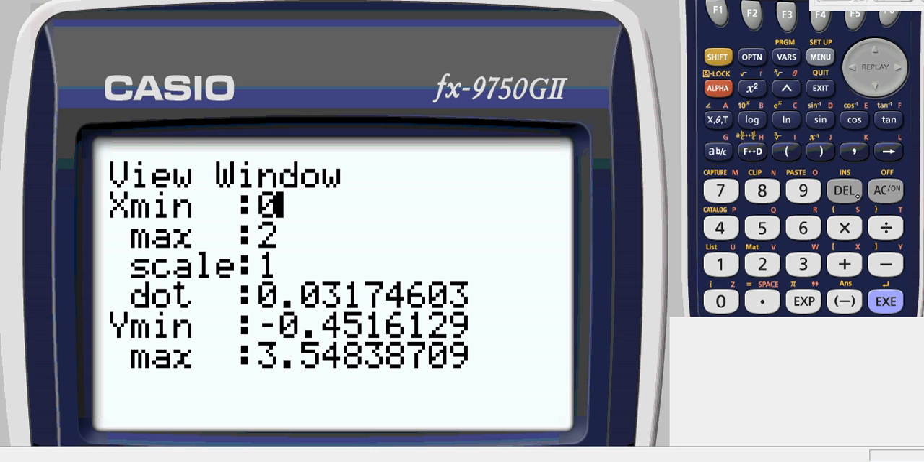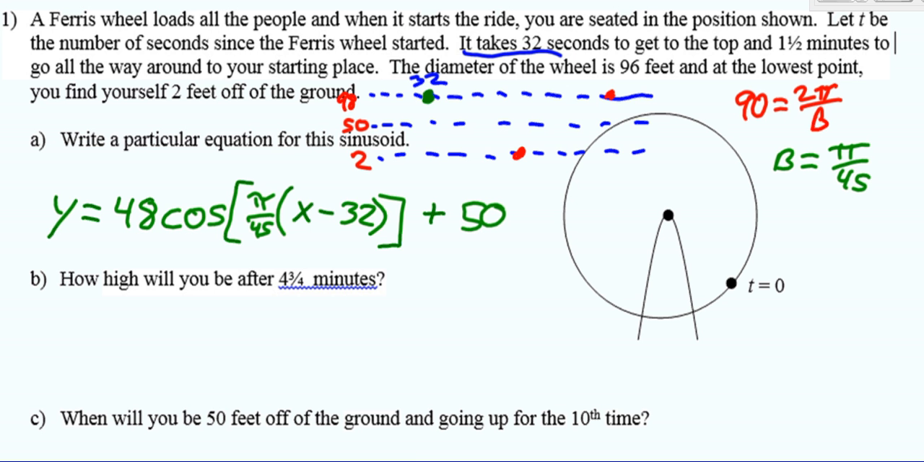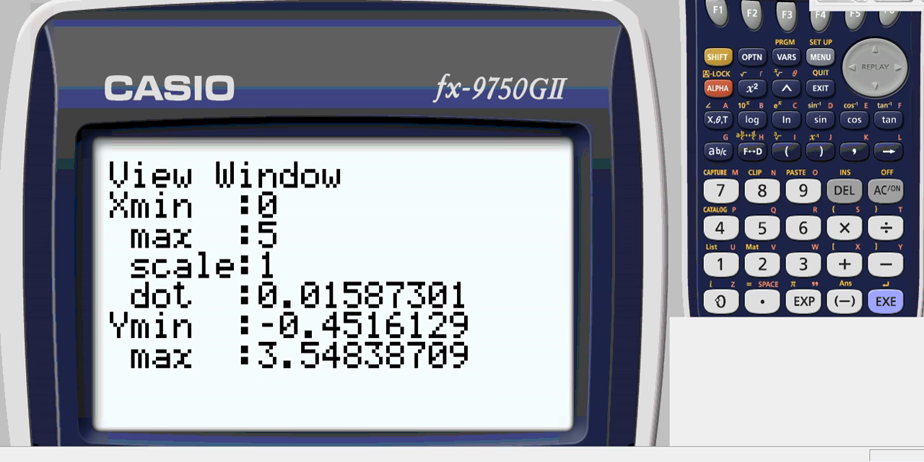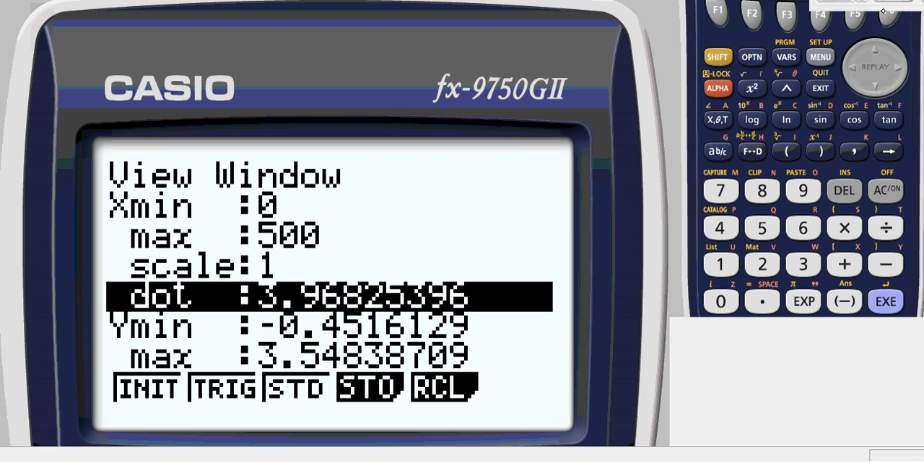We'll set the X, which is representing time. It's going to go for quite a while, and we're measuring in seconds. So I think I saw at least 5 minutes going on there. So let's go pretty far out there. Go 500 seconds, and we can expand that later if we need to.